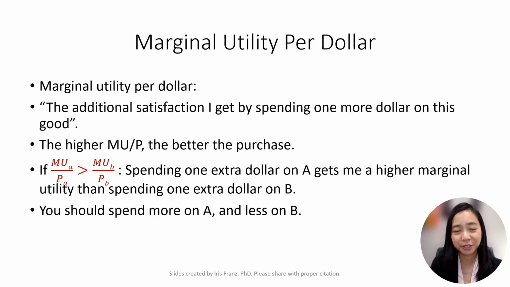What is marginal utility per dollar? Using plain English, it is additional satisfaction you get by spending one more dollar on this good. The higher the marginal utility per dollar, the better the purchase. Suppose you buy apples and bananas. The marginal utility per dollar from apples is higher than that from bananas. This means that for each dollar you spend on apples, you get a higher marginal utility than if you spend the same dollar on bananas. This means apples are a better purchase than bananas. You should shift the last dollar from bananas to apples.